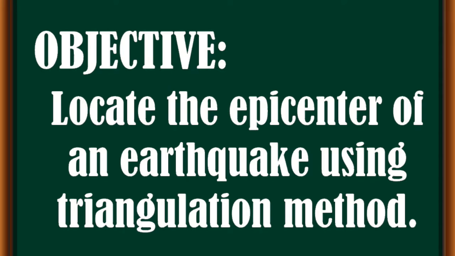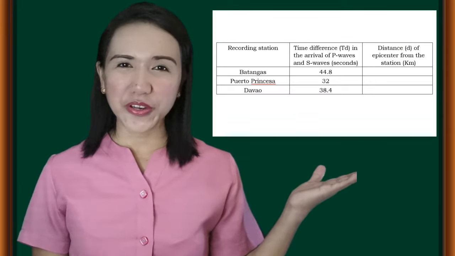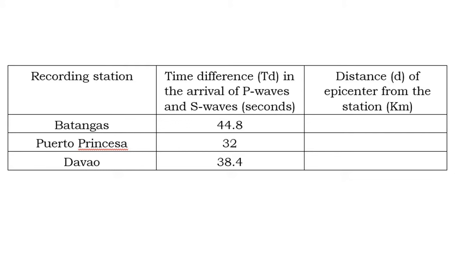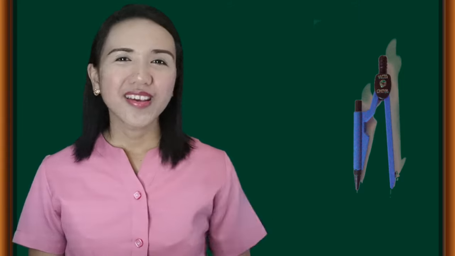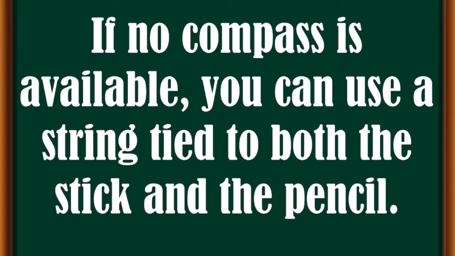Our objective for today: locate the epicenter of an earthquake using the triangulation method. We need the following materials: hypothetical records of earthquake waves, the Philippine map, and a drawing compass. If no compass is available, you can use a string tied to both a stick and a pencil, and a ruler.